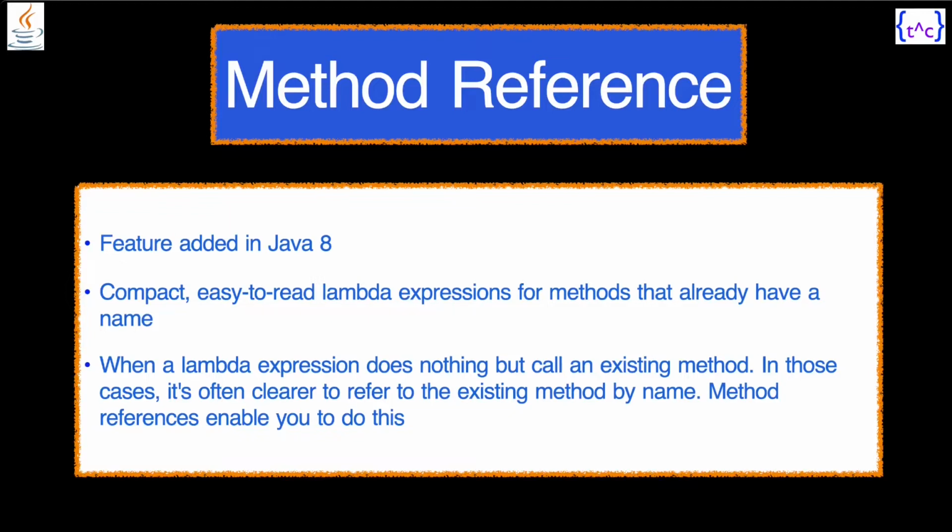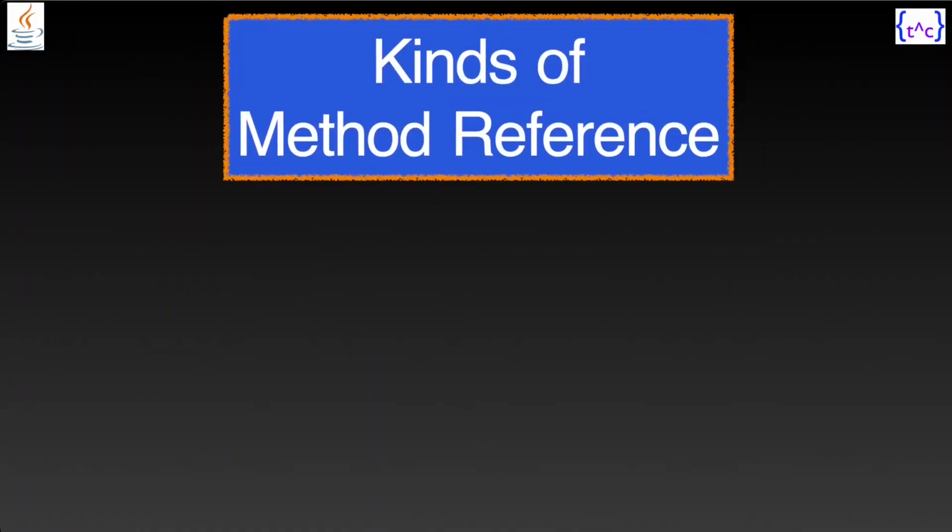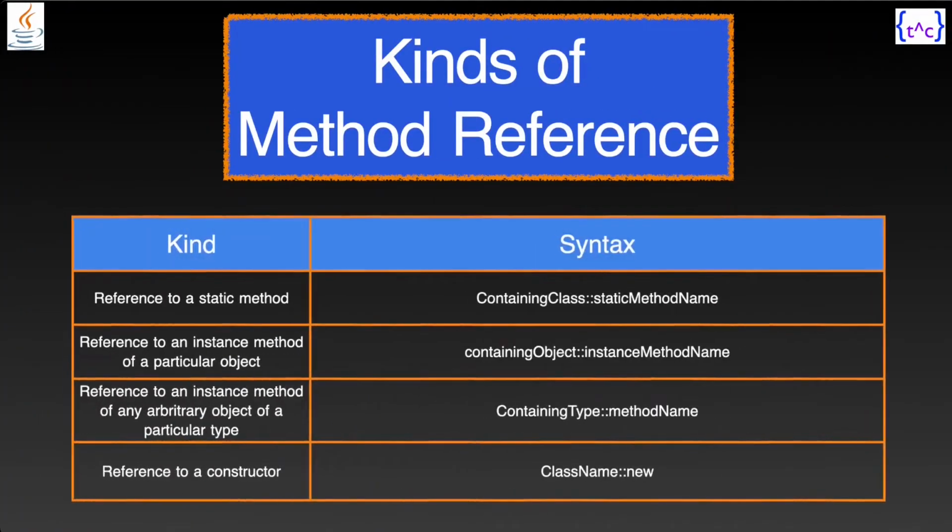All right, so let us see the kinds of method references. Here are the kinds of method references listed. First one is the reference to a static method. The syntax will be the containing class, double colon, and a static method name. So this double colon symbol is very important. You should always keep this in your mind.